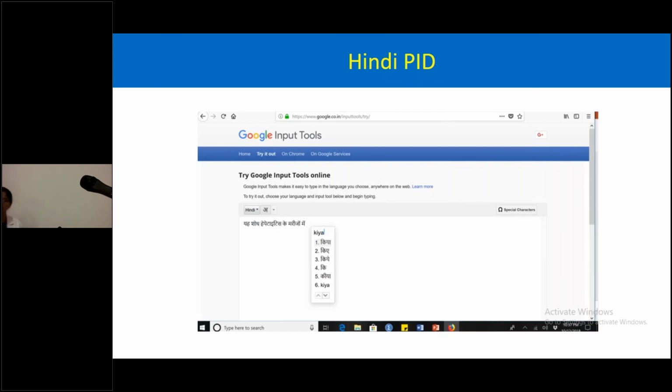So you just say kiya and then it will give you options. Kiye, whatever you want to say, you say this and then you just copy it. Once you've done that, you just copy it and paste it in your document. It's so easy, right? If you speak Hindi, then it is easy for you.